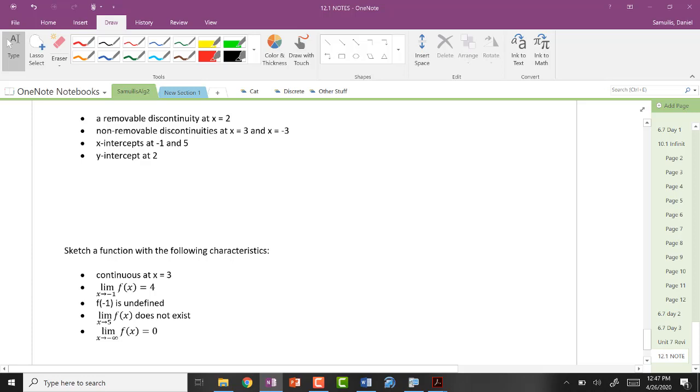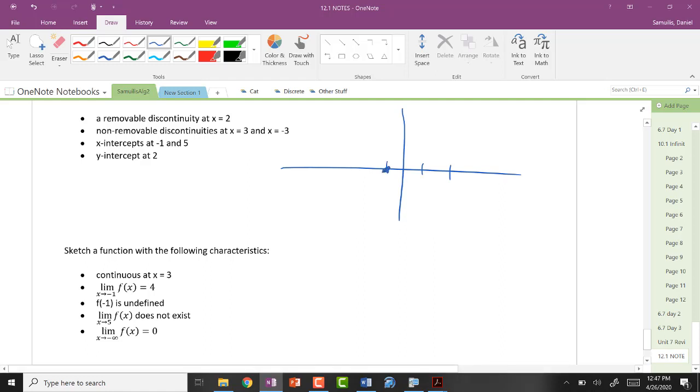All right, so we have a removable discontinuity at x equals 2, non-removable discontinuities at 3 and -3, x-intercepts at -1 and 5, and a y-intercept of 2. All righty, let's see here. So a removable discontinuity at x equals 2. Okay, so that means there's basically going to be a hole there. Non-removable discontinuities at 3 and -3, so that means that they are either an infinite or a jump discontinuity at that point, non-removable. And x-intercepts at -1 and 5.